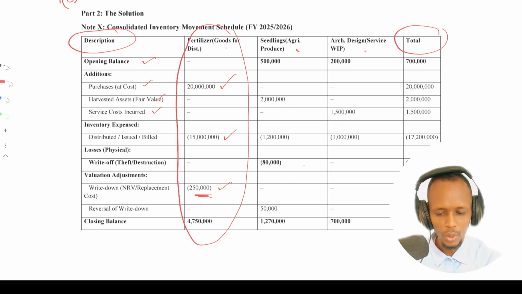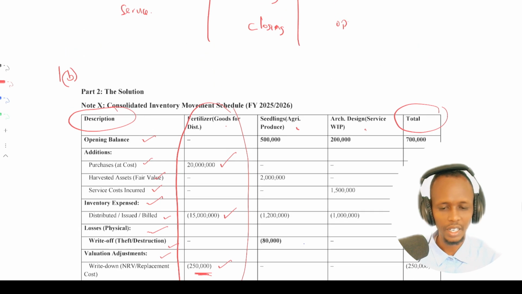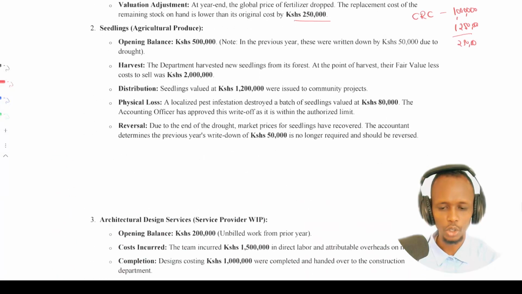By addition, we have those sections. Expenses, we have inventory expense, inventory distributed, billed, lease losses, the write-off, the valuation adjustment, the write-down, the reversal of the write-down. You can see those sections. So you can make it clearer by coming up with an inventory movement like this. Let us go to question 2.